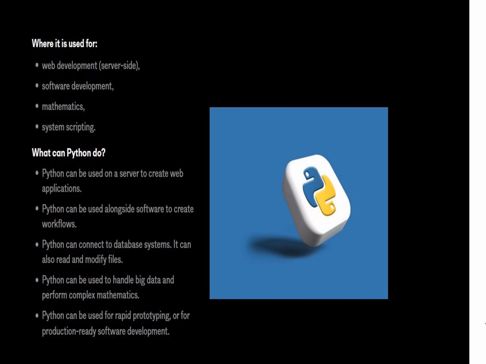Let us know where Python is used and what Python can do. Python can be used in web development, software development, mathematics, system scripting, etc. What can Python do? Python can be used on a server to create web applications. Python can be used alongside software to create workflows, and it can also connect to a database system and read and modify files. Python can be used to handle big data and perform complex mathematics. Python can be used for rapid prototyping or for production-ready software development. And there are so many uses of Python.